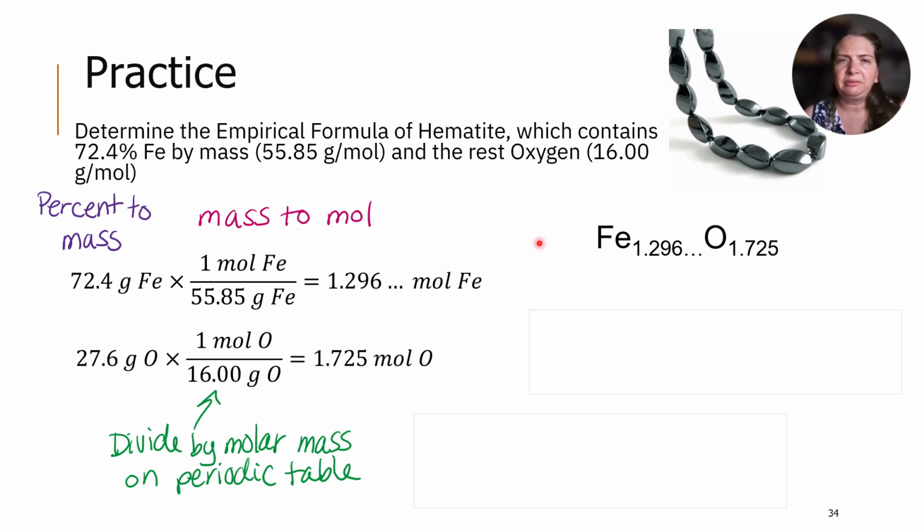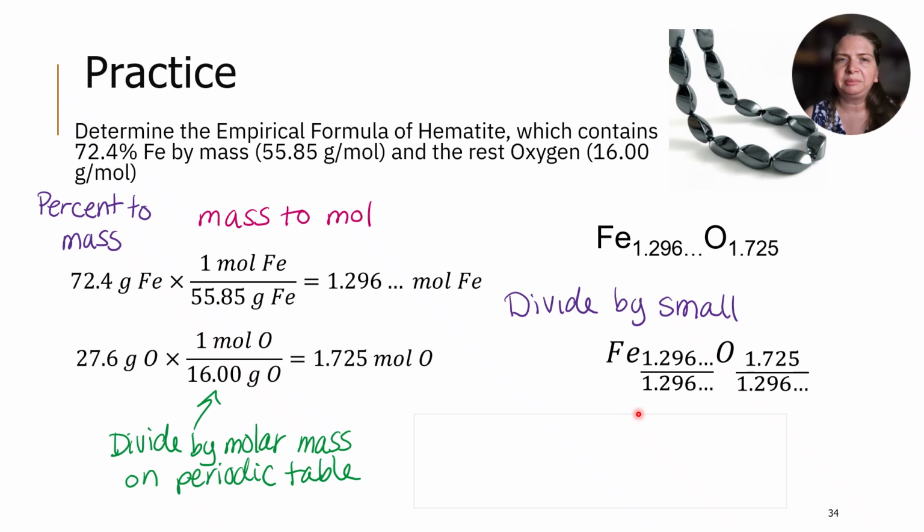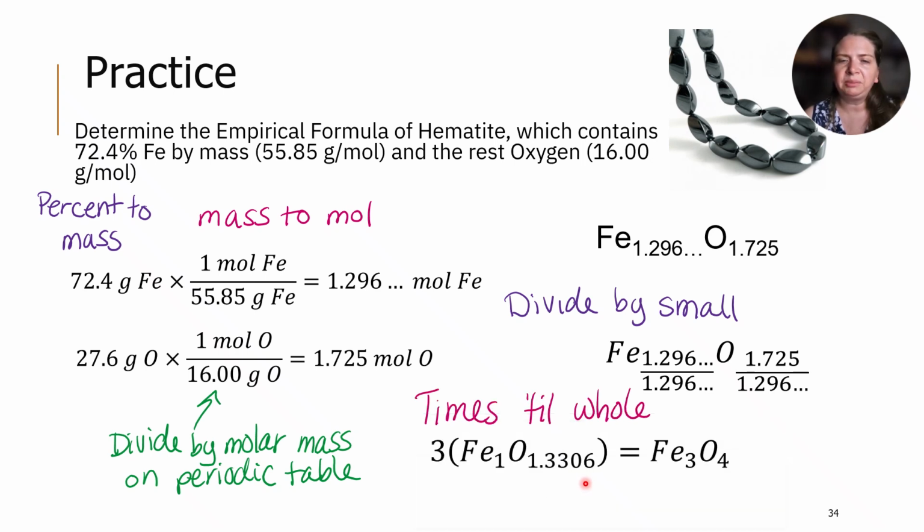Our tentative chemical formula is Fe1.296 O1.725. Our next step is to divide by the smallest mole value, which corresponds to the iron. This simplifies to Fe1O1.33. The oxygen value is approximately 1 1/3. We will need to multiply both subscripts by 3 in order to clear the fraction and make it a whole number. We end up with an empirical formula of Fe3O4.